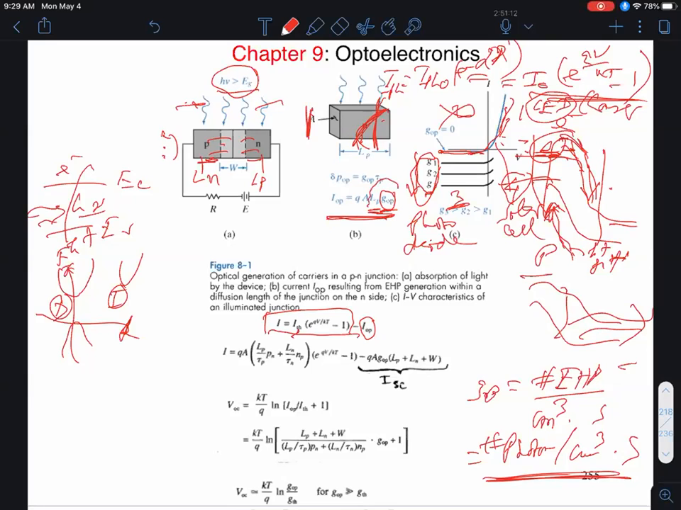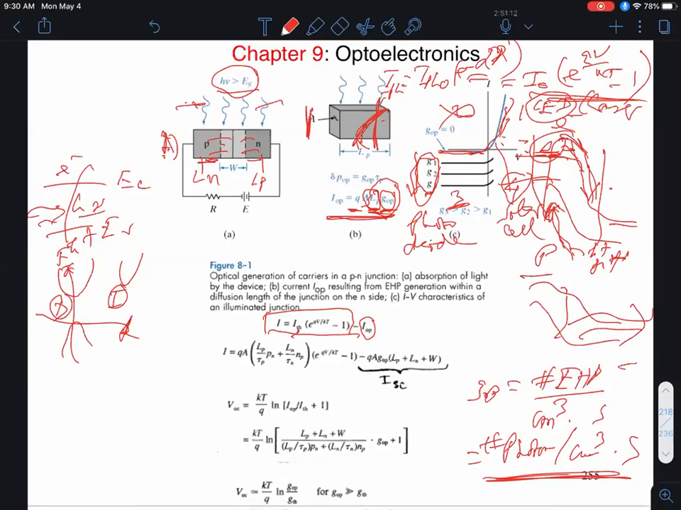That gives you the number of particles that are captured per unit volume. Oh no, and then you have to multiply that by the cross-sectional area. So A times Lp has units of centimeter cubed, times G optical. So that gives you the number of particles that are collected per second. And then to get the actual current, you have to multiply by the charge of the electron.